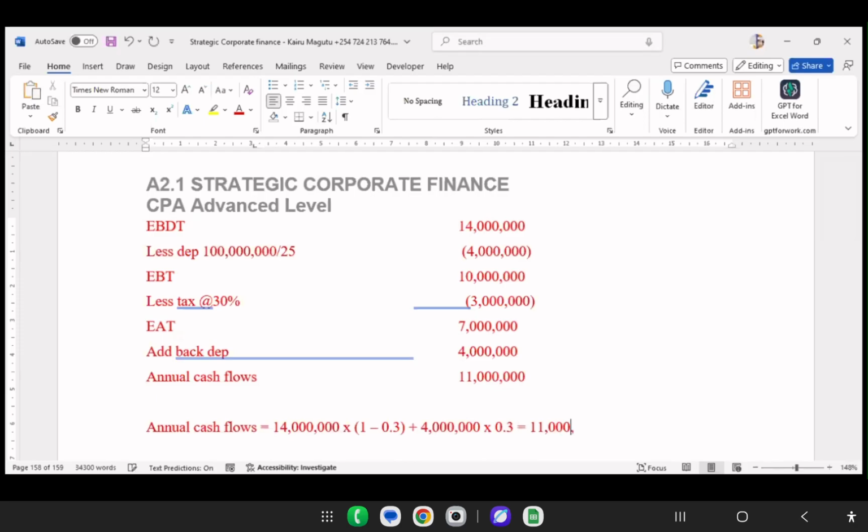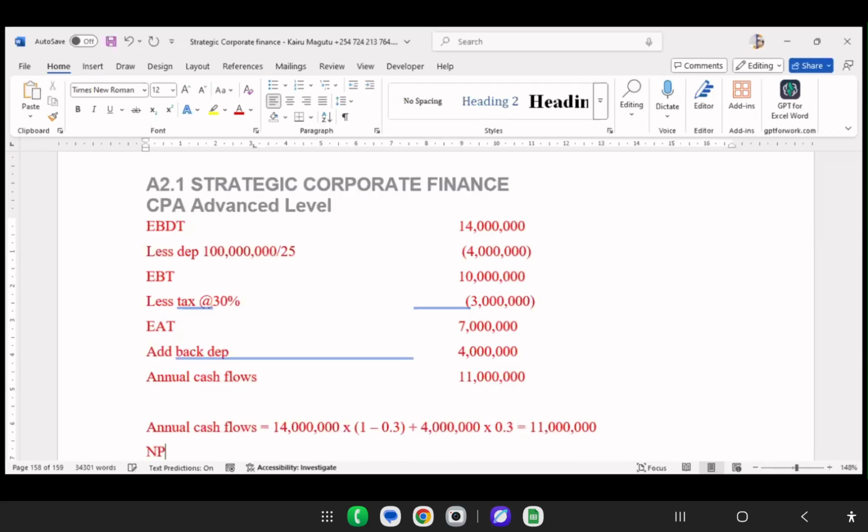You see, the funny thing is, someone calculates and says it is 11 million, then they write down there that it is not the same. Then you add. Okay, that is the annual cash flows. The annual cash flows is 11 million. I think we have confirmed that.